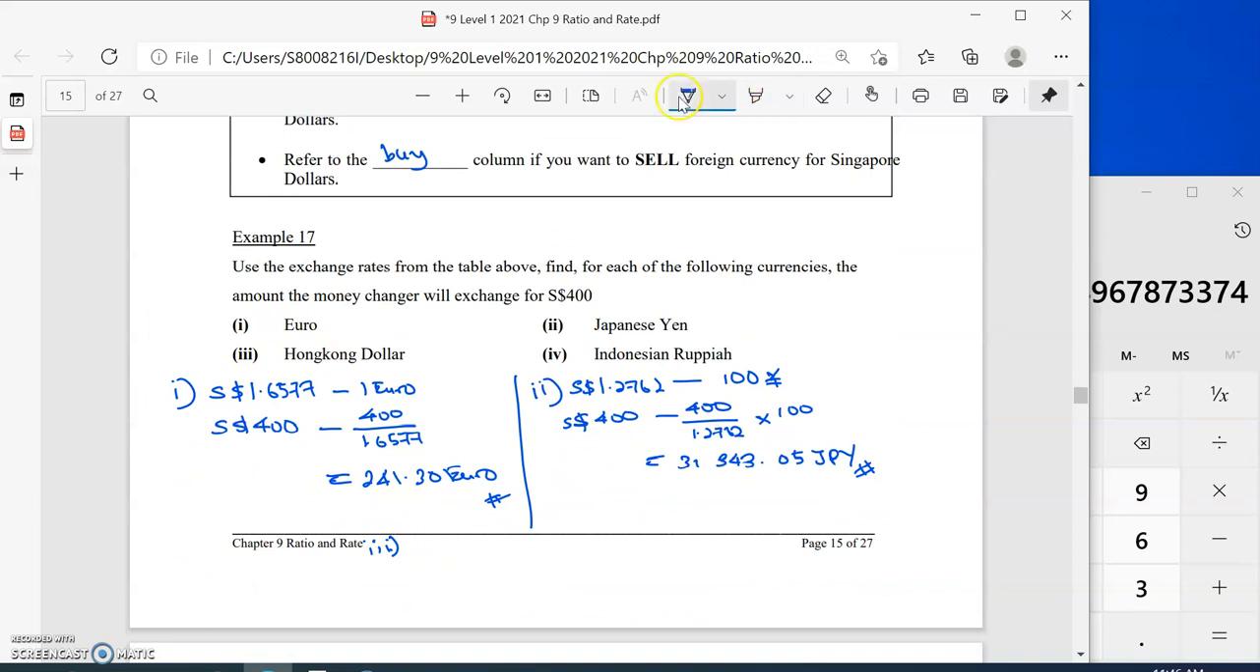Right? So I know Singapore dollar 0.1665 will fetch me 1 Hong Kong dollar. So if I have 400 Singapore dollars, I'm going to get 400 divided by 0.1665, and that will give me 2402.40 Hong Kong dollars.